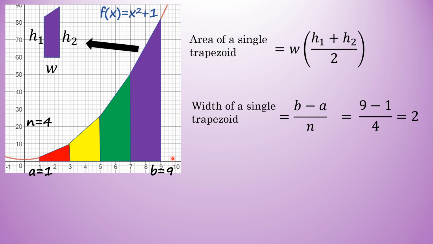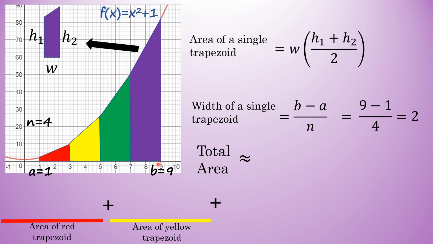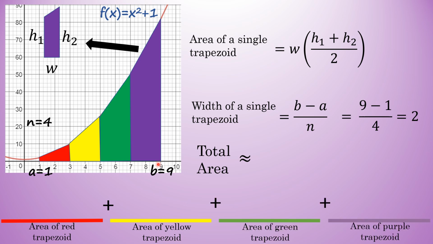Using this information, let's now estimate the area by adding the areas. Let's estimate the area below the curve and above the x-axis by adding the areas of the 4 trapezoids. The total area is approximately the area of the red trapezoid plus the area of the yellow trapezoid plus the area of the green trapezoid and the area of the purple trapezoid.